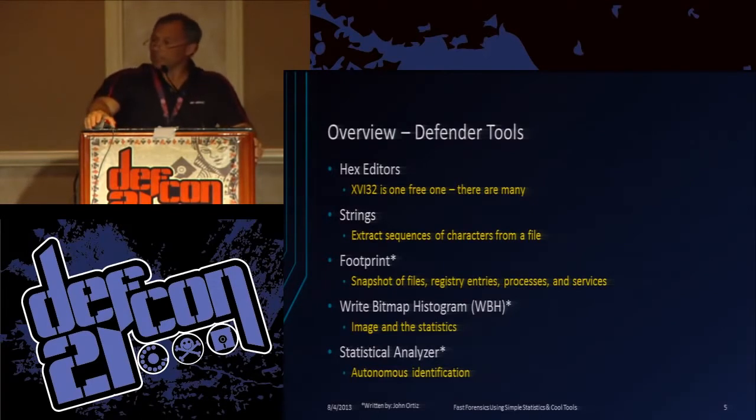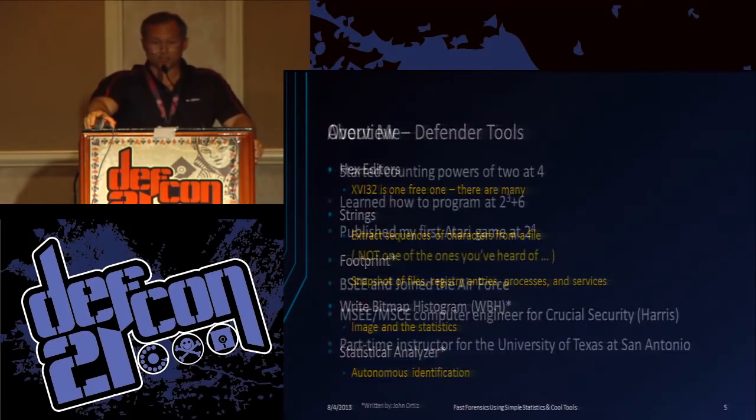Write bitmap histogram, which is a terrible title, but I can't think of anything else to call it. Takes an image of a file and also takes some basic statistics. You can learn a lot from just a few basic statistics. And then the statistical analyzer kind of combines the two and automates them. And I don't have much time to talk about that one, but it's there. And if you want more information, my contact information is at the end of the presentation.